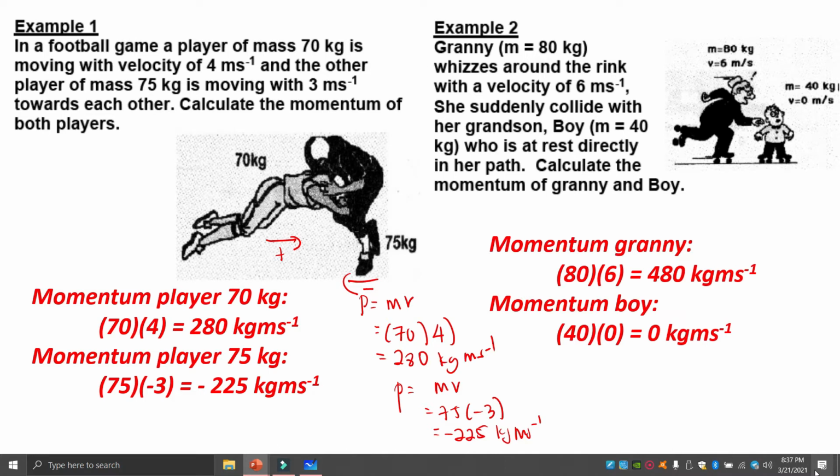Okay, so for this one, they move in the same direction. Both move to the right. So that means you don't need to consider whether it's positive or negative. The granny has the mass of 80 and the velocity is 6. So you just multiply, but remember, put the formula first. So you get 480 kg m s^-1. But for the momentum of the boy, because he is at rest, the velocity is 0. So when you multiply, we get 0 kg m s^-1.